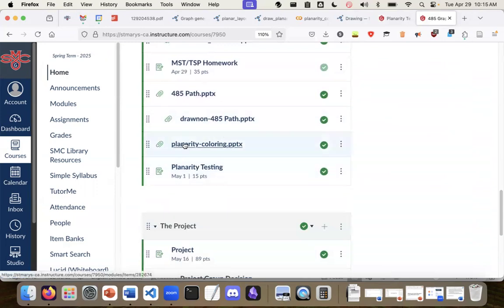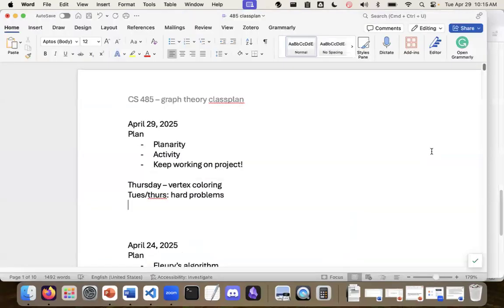All right, so I've added a new PowerPoint here. It's called Planarity Coloring because I think I'll put the coloring material in the PowerPoint as well, so I'll just update that when we get there. And then we've got our assignment for today. Any questions before we go forward? All right, let's do it.